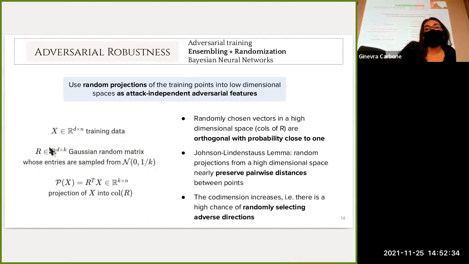Then we know that this kind of random projection is able to preserve pairwise distances between points, meaning that if we observe a certain distance between two points in the original space, then it is almost preserved in the lower dimensional space. So finally, as we already said before, we know that as the codimension increases, there is a high chance of randomly selecting adversarial directions. So if we use this matrix to project our data X, then we know that with high probability, we are moving in directions which are adversarially significant. And this is why we expect to get a few benefits in terms of robustness from this kind of reasoning.